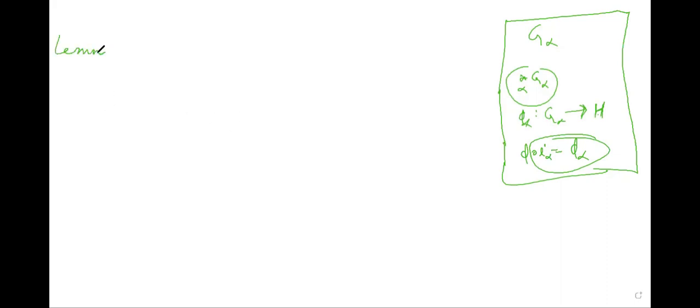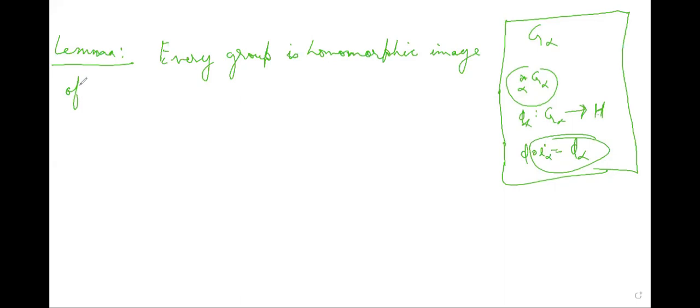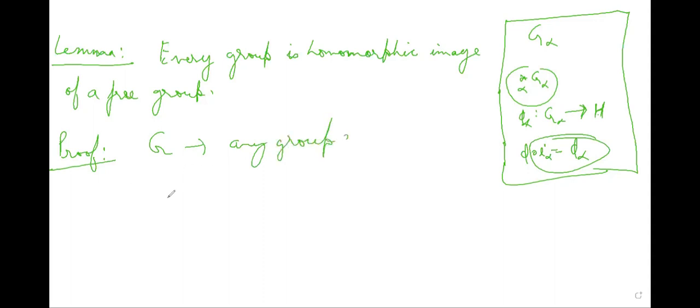Then we have another lemma: every group is a homomorphic image of a free group, right? So it says that every group is a homomorphic image of a free group. The proof is simple, right? So if G is any group, then what you do is you just consider the free group.